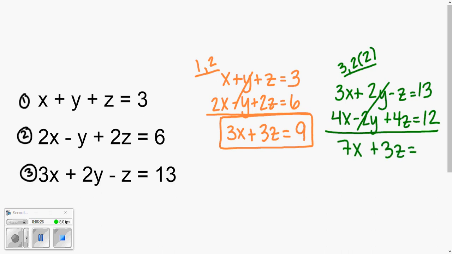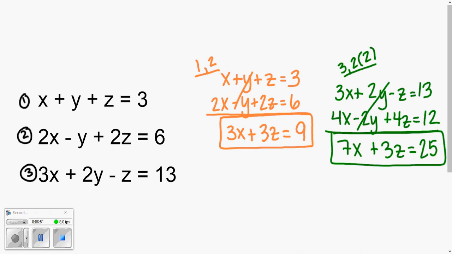And 13 and 12 is 25. As long as you use all three equations to eliminate the same variable, you will be left with two equations with the same two variables. So look at what I have boxed in both orange and green. At this point, I have two equations with both an x and a z. I can eliminate x and z.